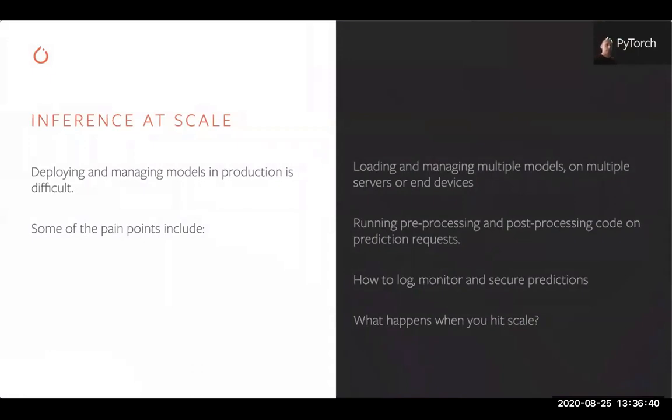But all told, there are a number of pain points in just deploying models. I think everyone likes to train models and talk about authoring new models, but being able to deploy them at scale is actually pretty difficult. Some of the things we've seen: being able to load and manage multiple models. How do I have multiple models on multiple servers, maybe in multiple clouds or multiple types of devices? How do I run pre-processing and post-processing code around prediction requests in a straightforward manner? How do I log and monitor? How do I secure predictions and ensure my model can't be hacked when it's doing predictions? And of course, what happens when you hit scale?